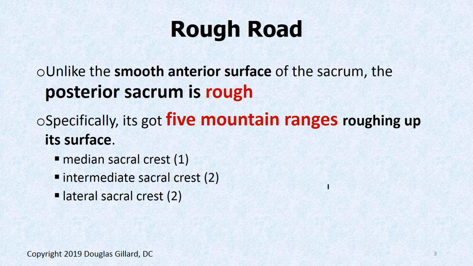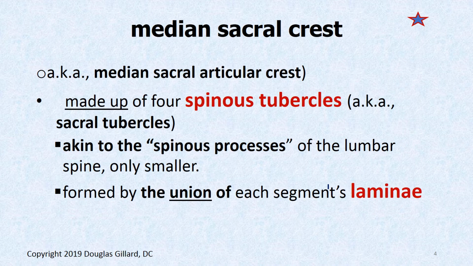Specifically, there's 5 mountain ranges that run vertically, or sagittally, you could say as well, that we'll look at. The first one is the median sacral crest. There's only one of these, and it runs right down the center of the sacrum. It's made up of kind of spinous processes like are seen in the lumbar spine and thoracic and cervical spine, but they're stubby. Therefore, we can't really call them spinous processes. Instead, we have to call them spinal tubercles. They're formed by the union of the lamina on each side, kind of gives rise to the root or the base of the spinous process.